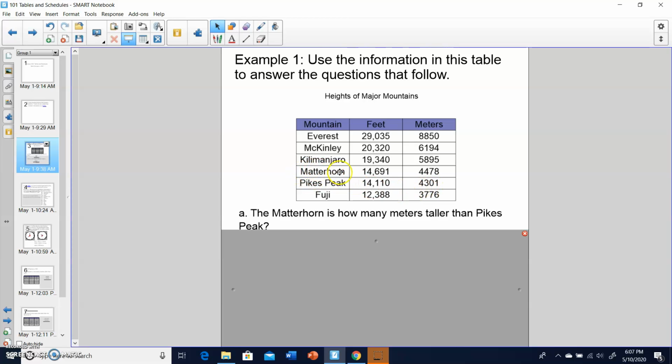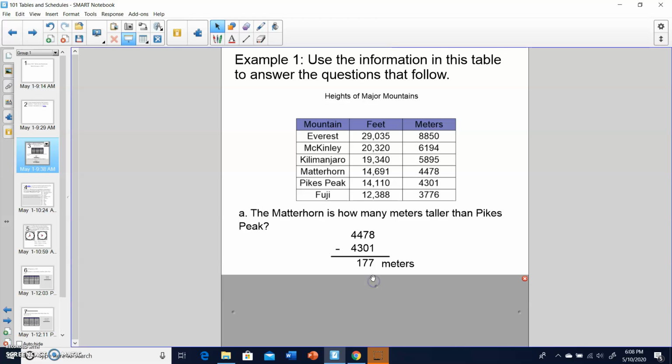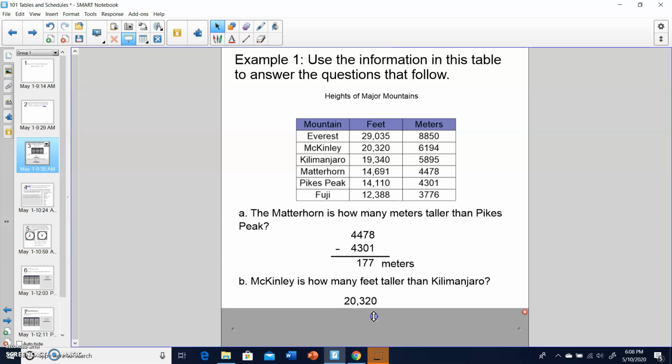So here I have the Matterhorn, and it says how many meters, so that's in this column. Matterhorn in meters, and Pikes Peak, right below it, in meters. So 4,478 compared to 4,301. We're figuring out how many meters taller it is, so we're going to find the difference between them. So we subtract Pikes Peak from Matterhorn, and we find out that it is 177 meters taller than Pikes Peak.